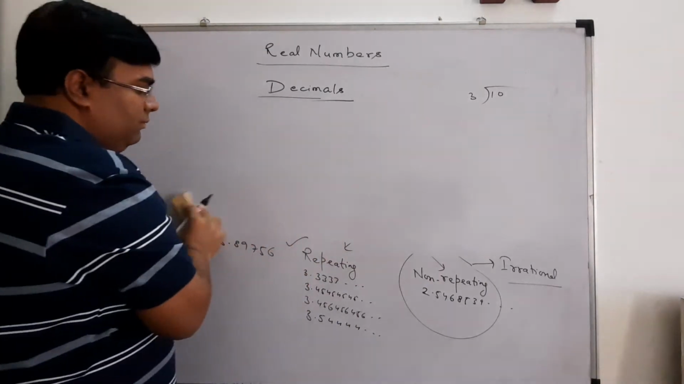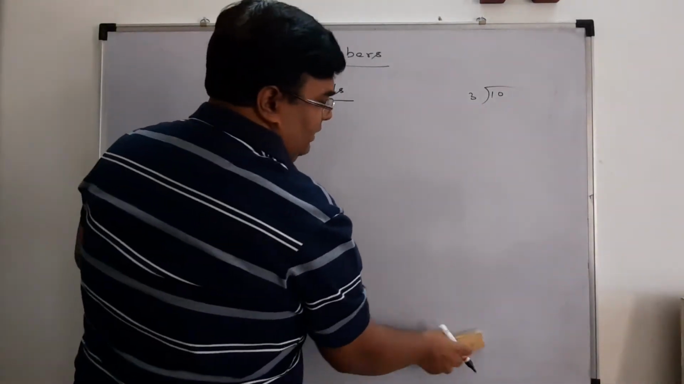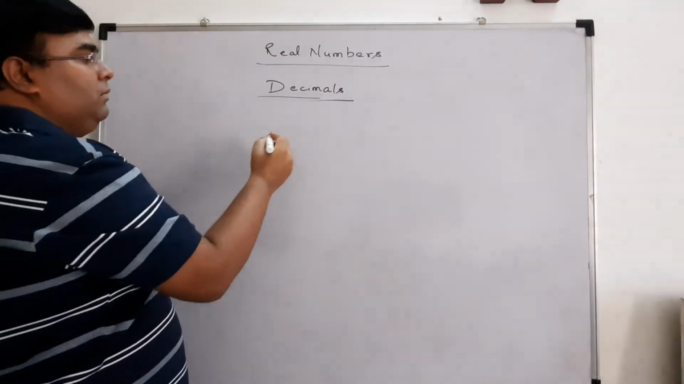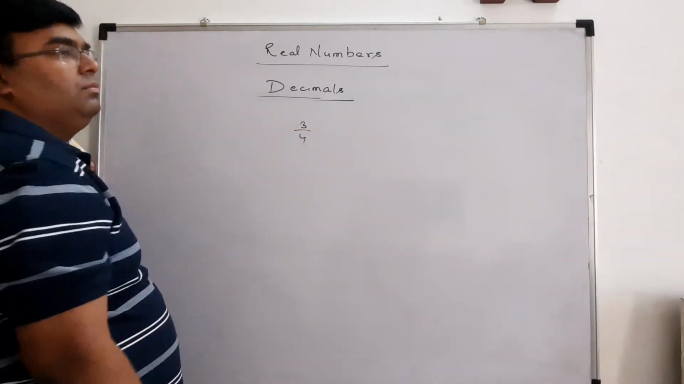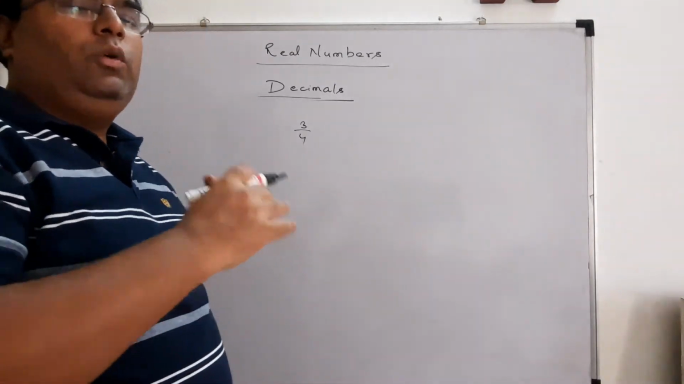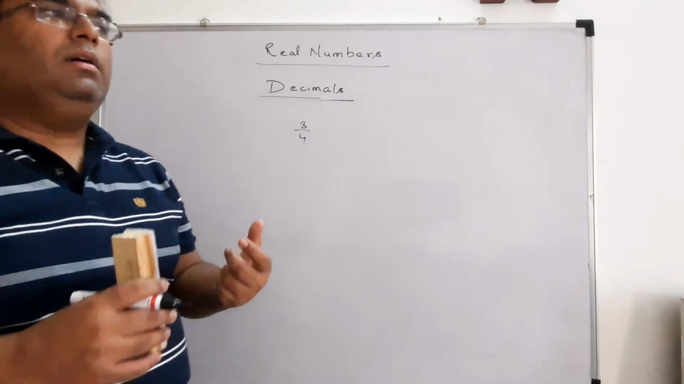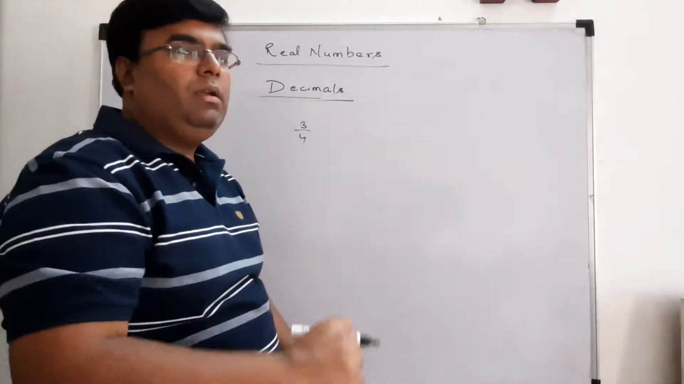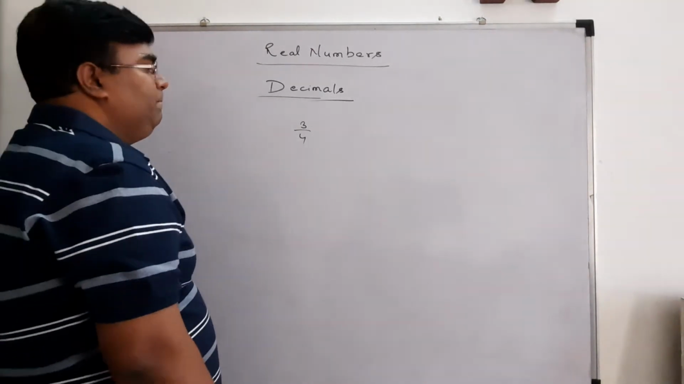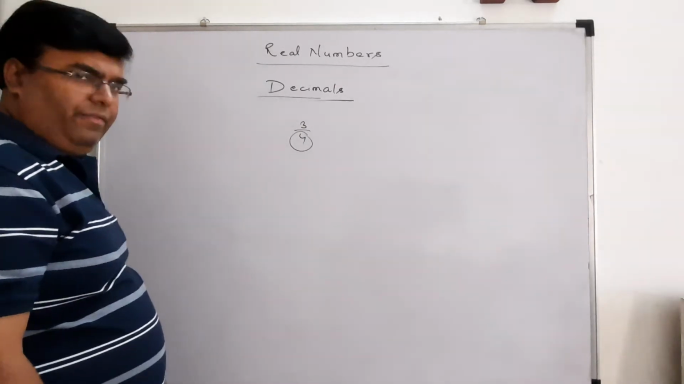how do we know whether any decimal or fraction is terminating or not? If I tell you 3 by 4, is it terminating or non-terminating? You need to tell me. A question comes giving you a fraction and asks whether it is terminating or non-terminating. So just remember one thing: you need to look at the denominator.